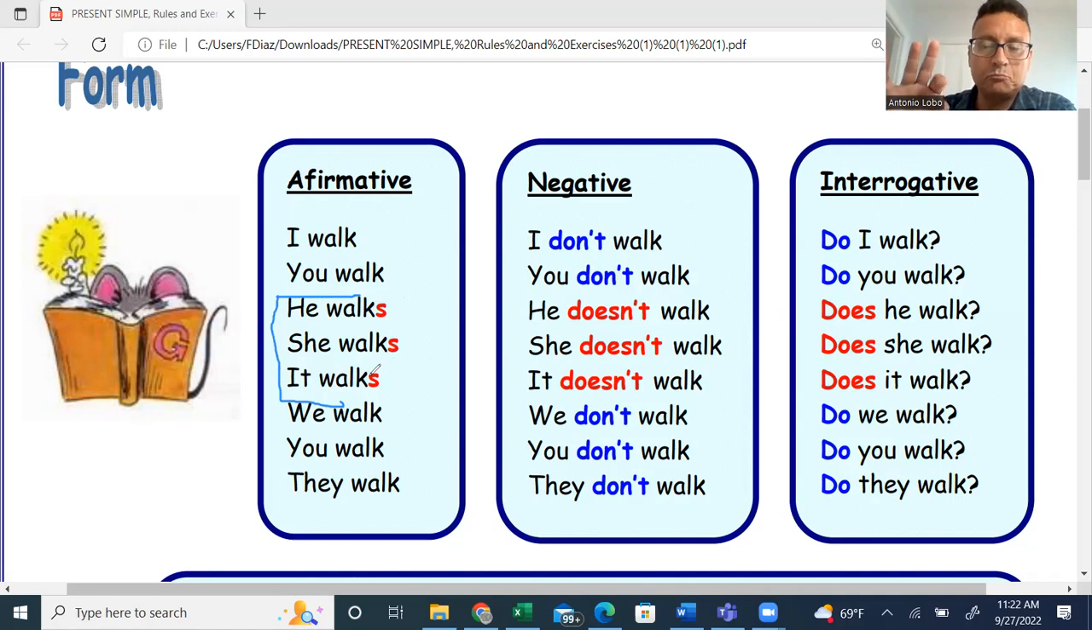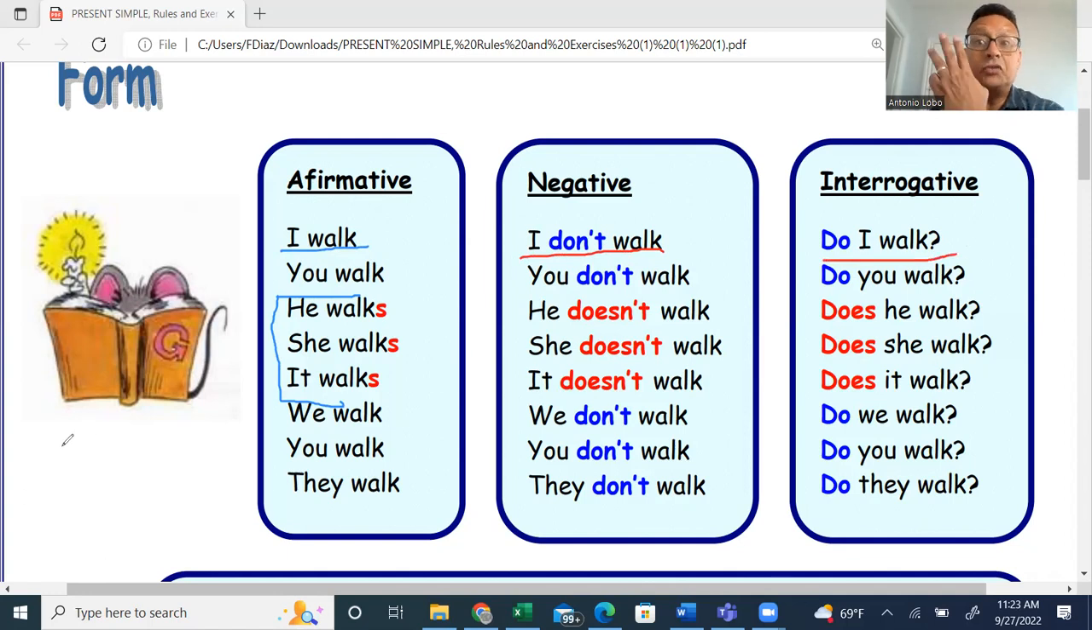Okay, and then when you make negative, you have to have this in consideration, because the verb to do is I do, you do. So when it comes to the third person, do becomes does. I do, you do, he does, she does, it does. Okay, so affirmative, first person, I walk. Okay, negative, I don't walk. Okay, see? And interrogative, do I walk?